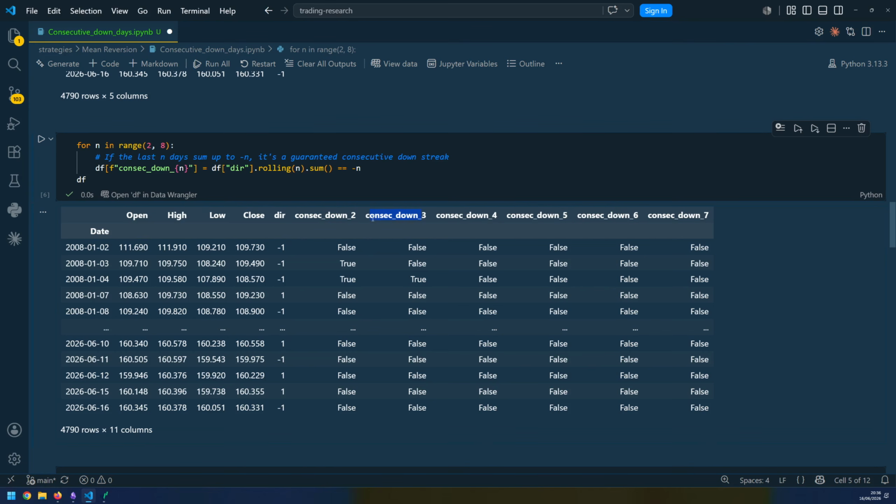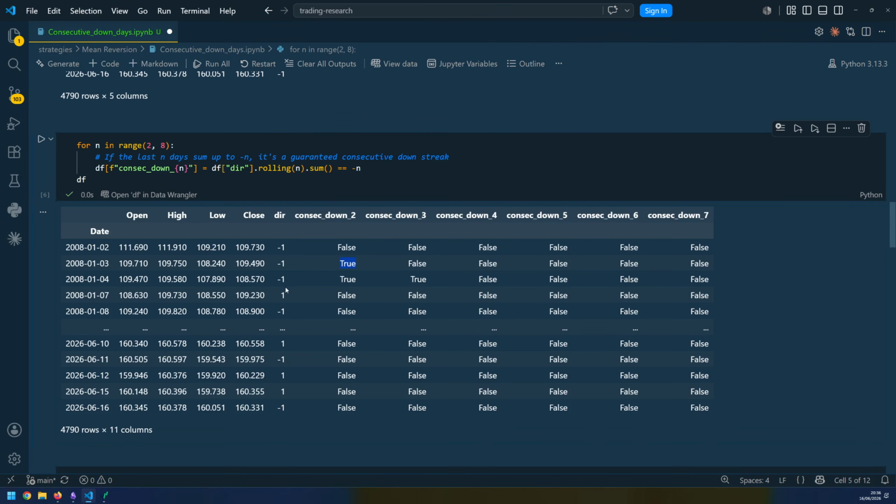So this is how many red candles I've had in a row, and that condition is based on this direction. For example, in the first row I got a down candle, and in the second row I got another down candle. So on that row, this column, which is consecutive down 2, becomes true because I've now had 2 down days in a row.